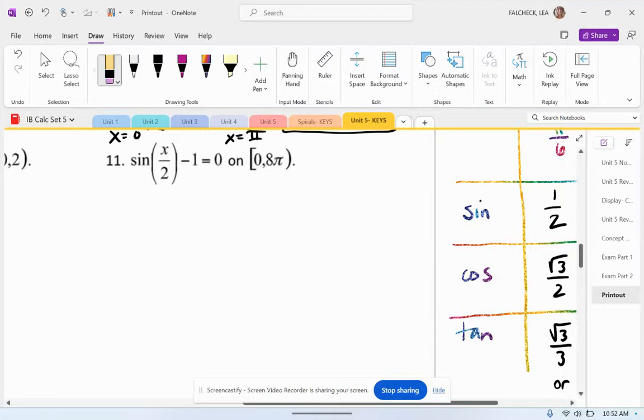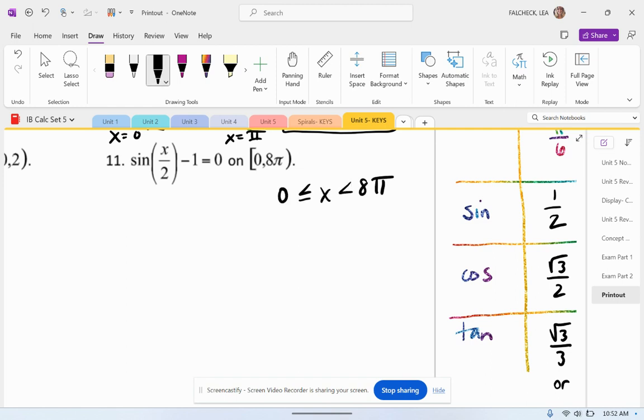Number 11, the sine of x over 2 minus 1 equals 0 on the interval from 0 including to 8 pi not including. Okay, so here I have a half angle, or you can just think about it as anything other than a plain old x in the argument of the trig function. So I am going to let u equal x over 2. Let u equal that argument.